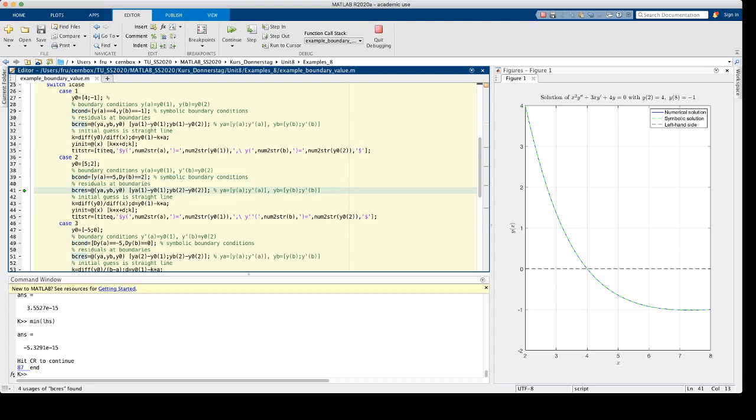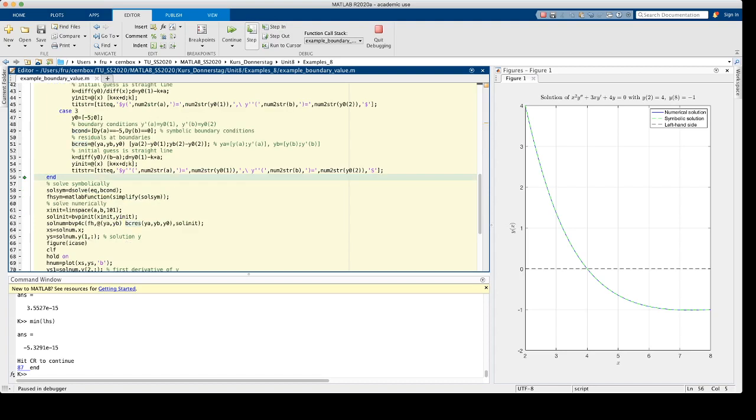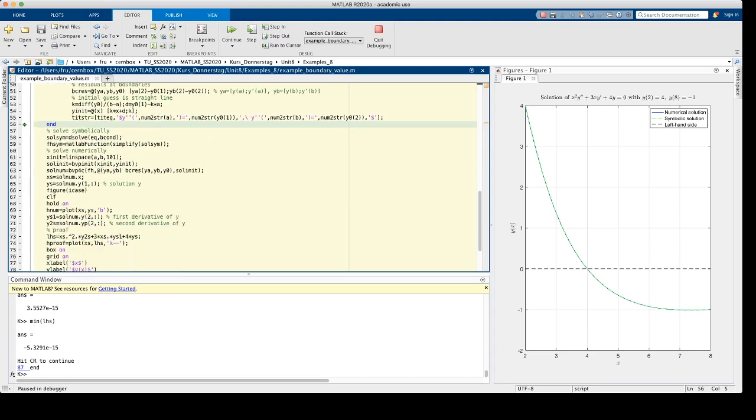Well, ya of 1 is the function value at a, and this should be equal to the first element of y0. And then we have yb2 in line 41. This is the derivative at the boundary b, and this should be equal to the second element of y0, equal to 2. So we want the function value at a equal to 5 and the slope at b equal to 2. We use the same initial guess. Okay, let's go right to the end of the loop.